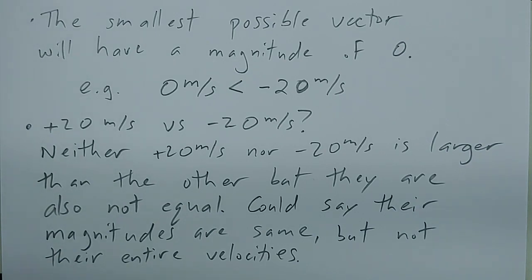And so a vector could get larger if it was going up in the positive direction, positive 1, positive 2, positive 3, or going away from 0 in the negative direction, negative 1, negative 2, negative 3.